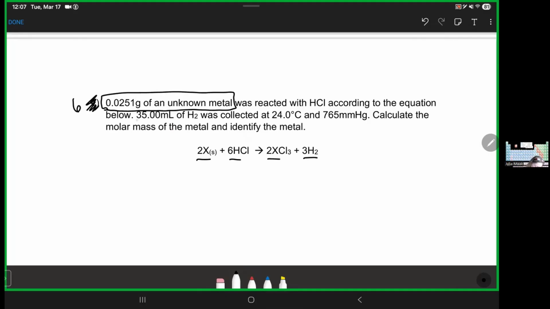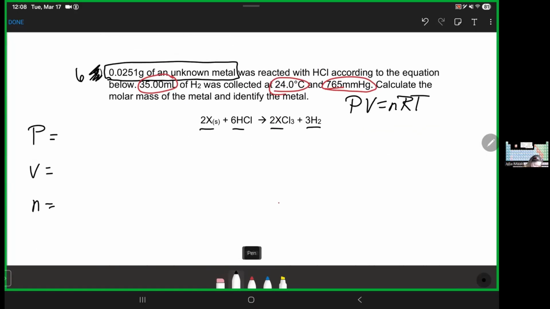Okay, and I was given a volume. I was given a temperature. I was given a pressure. I was not given moles of anything. So it's probably a pretty good chance that we're using PV equals nRT. So as I read my problem, I kind of parse it out. Oh, that's a T, not an R. We know what R is.